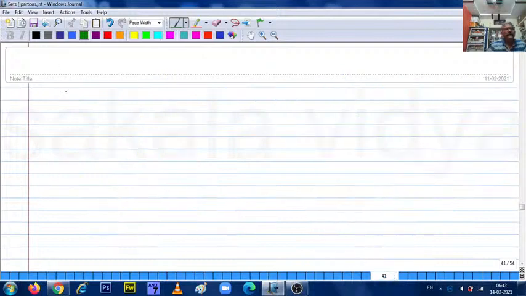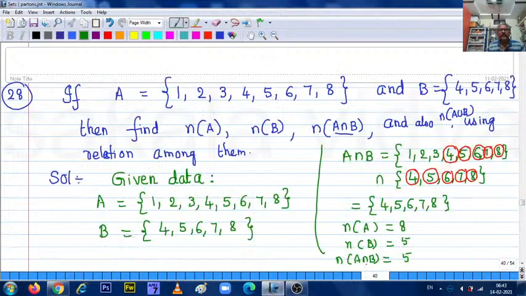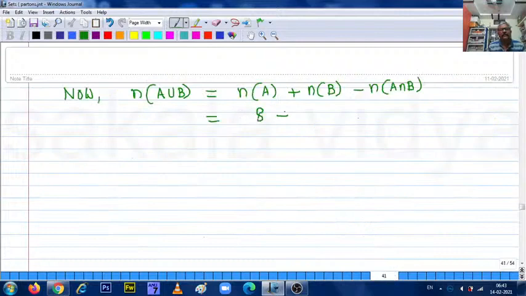So now we need to find out n of A union B. So what does the formula state here? Formula states that n of A union B is equal to n of A plus n of B minus n of A intersection B. So let us replace the respective values. See, n of A is equal to 8, n of B is equal to 5. So that is 8 plus 5 minus 5. So here 8 plus 0, you will get 8. So in this way we can find out.